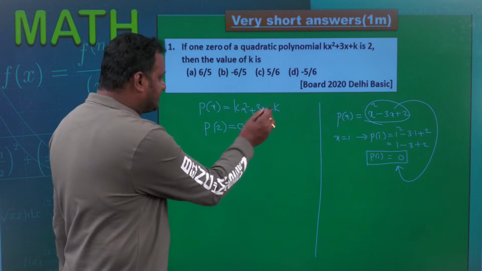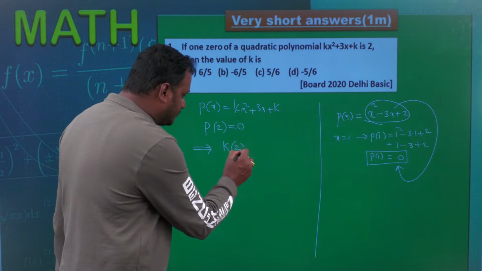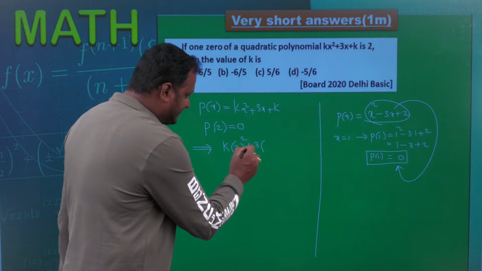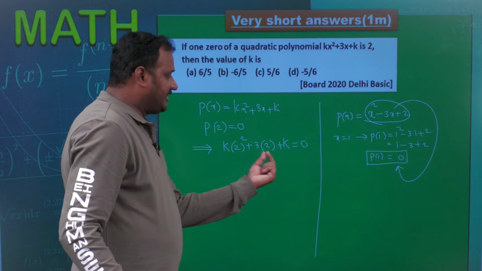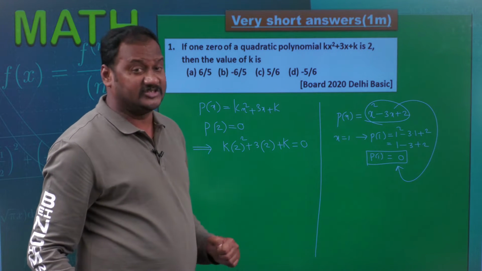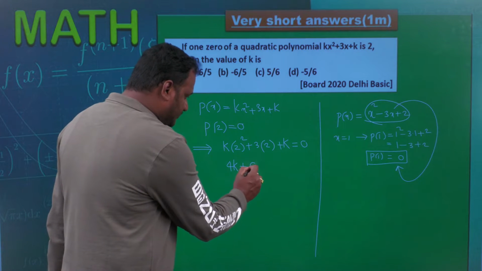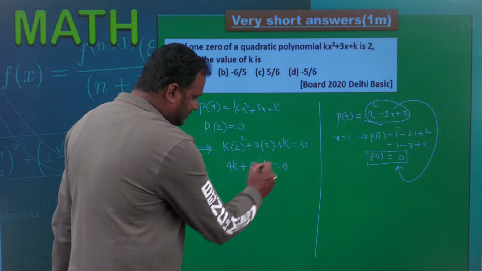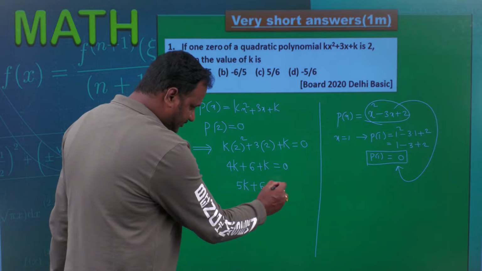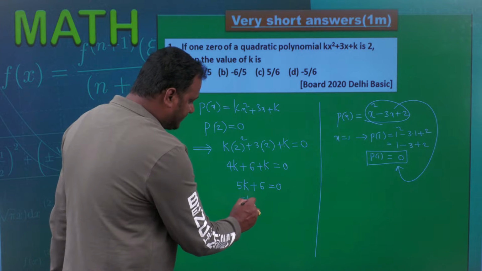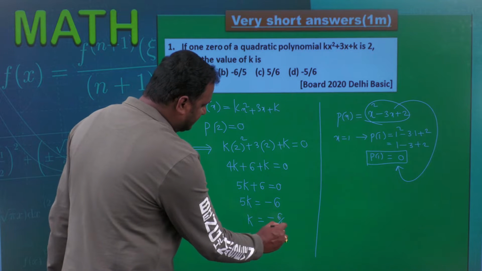So substitute 2 in the place of x and equate with 0. Then it will become k into 2 square plus 3 into 2 plus k equal to 0, because this entire value will become 0 since 2 is a zero of the polynomial. 2 square equal to 4, into k is 4k, plus 3 times 2 equal to 6, plus k is equal to 0. So 4k plus k is equal to 5k, plus 6 is equal to 0. 5k plus 6 equal to 0 means 5k is equal to minus 6, and the value of k is going to be minus 6 upon 5.